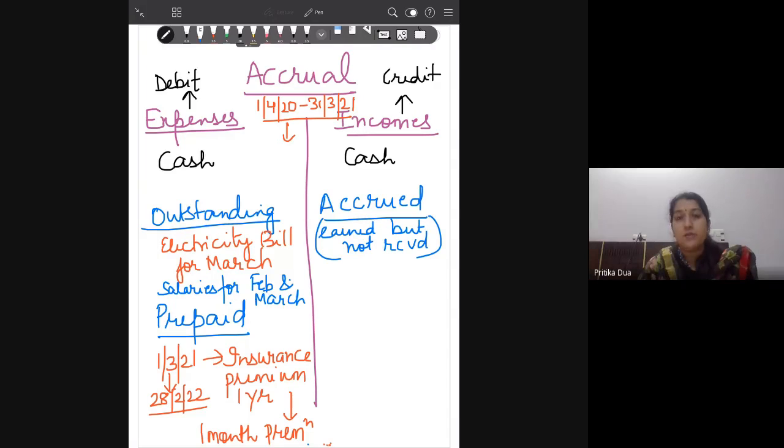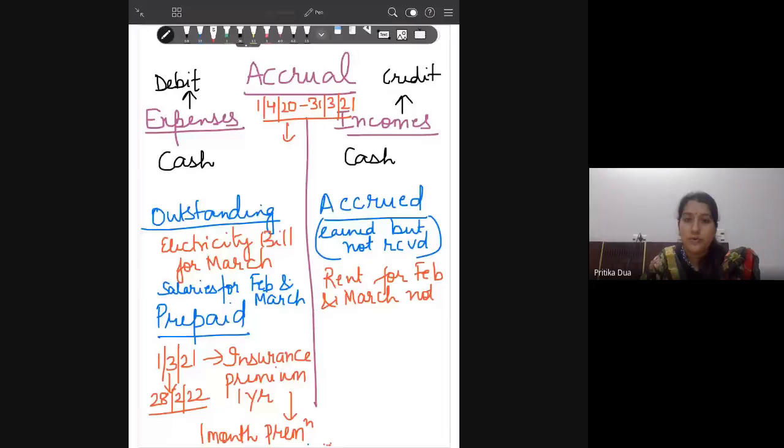Okay, I was talking about the incomes. So for the business, there may be some income. Say the business has a spare building that has been given on rent. So its rent has not come till 31st March. So this is something which has been earned but not received. Say rent for Feb and March, not received.